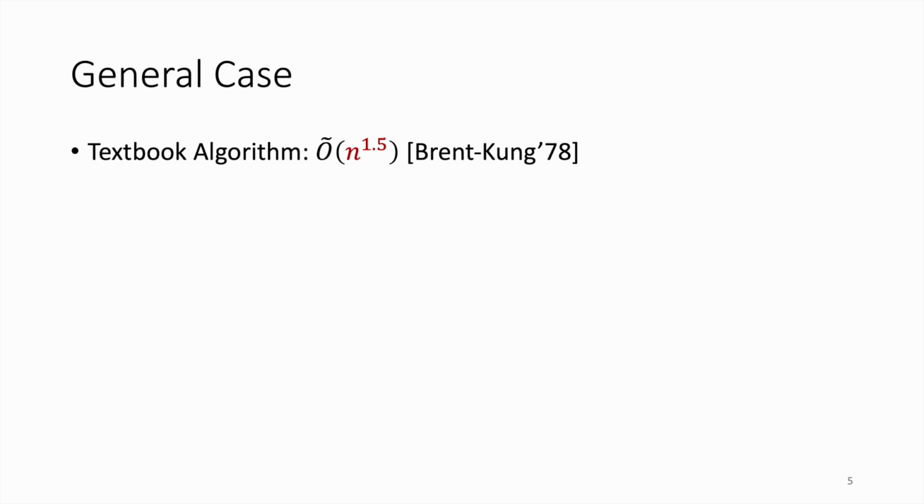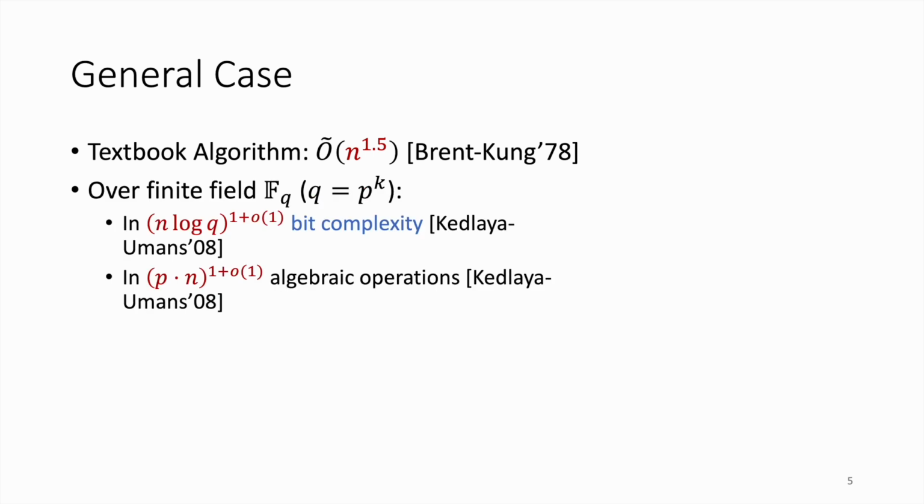And there is some progress on the general cases. There's a textbook algorithm that computes the power series composition in n to the 1.5 time, and this is also an algebraic algorithm. There's a breakthrough by Kedlaya and Umans. They show that if the coefficient ring is a finite field, they gave two algorithms. The first one runs in almost linear time, but it's not an algebraic algorithm. It only works on Turing machines or RAM models, etc. The second one is also an almost linear time algorithm, but it depends on the characteristic of the field.